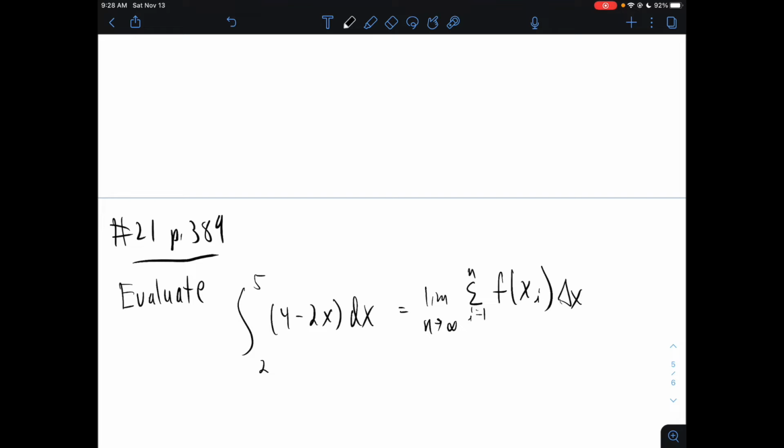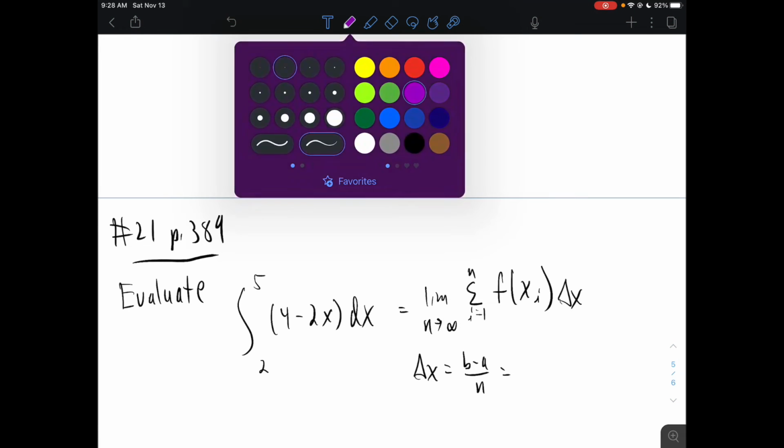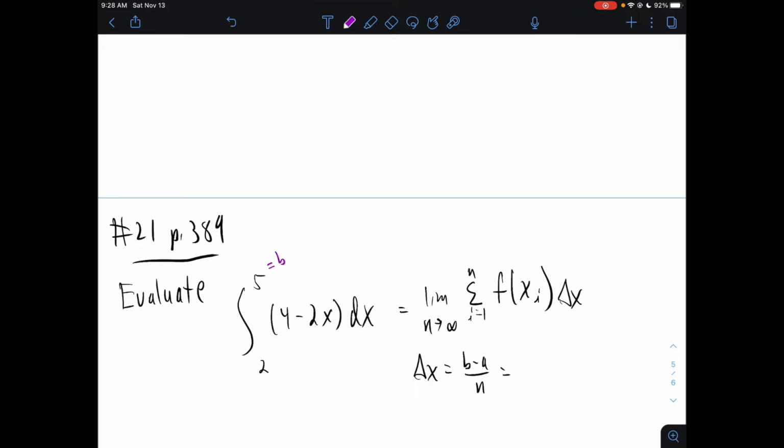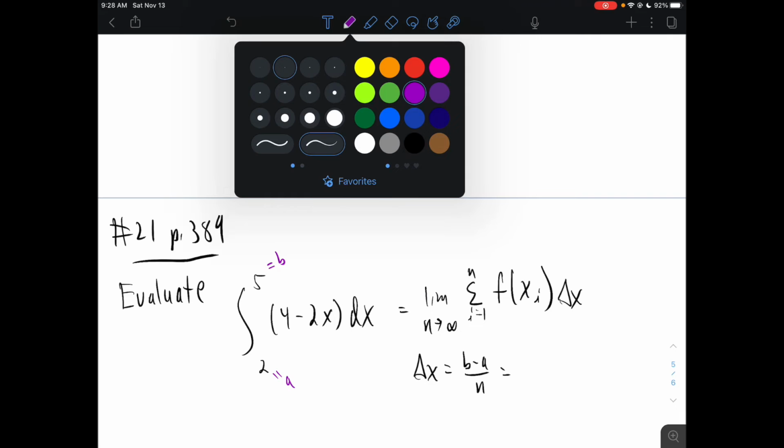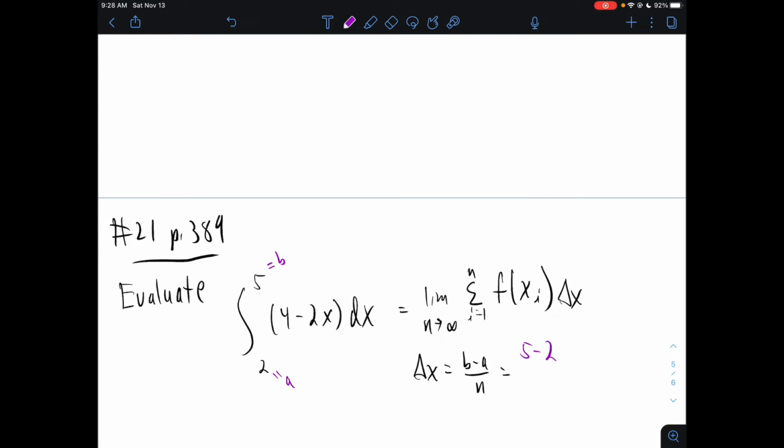Delta x is the same thing that we had before, b minus a over n. But in this case, we're given b and a. Remember, b is the end and a is the beginning. So in our case, b minus a would be 5 minus 2. Now we don't have a number of rectangles. They didn't say use n equal 4 or 8 or anything like that. So it's just n. So delta x is written as 3 over n.